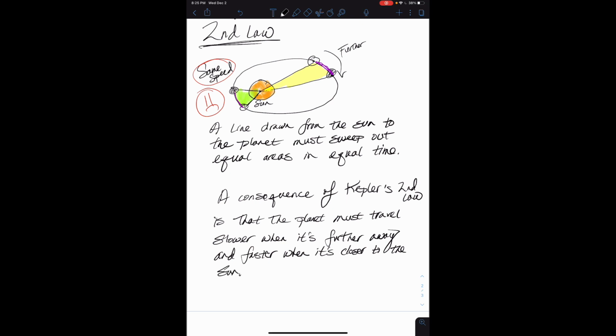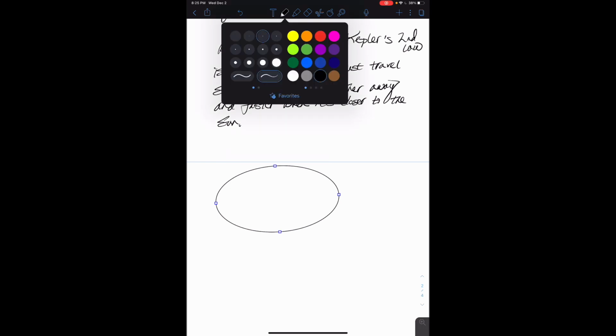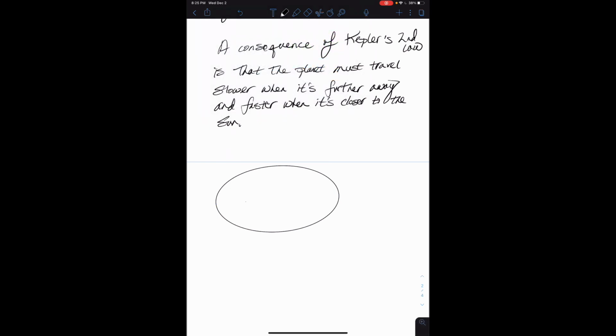All right. And let's go ahead and look at what that means then. Let's draw another ellipse. I'm going to put some foci here. Put the sun right here, this focus. Let's go ahead and color it orange again. Missed my calling as an art teacher. Okay, so here's the sun.